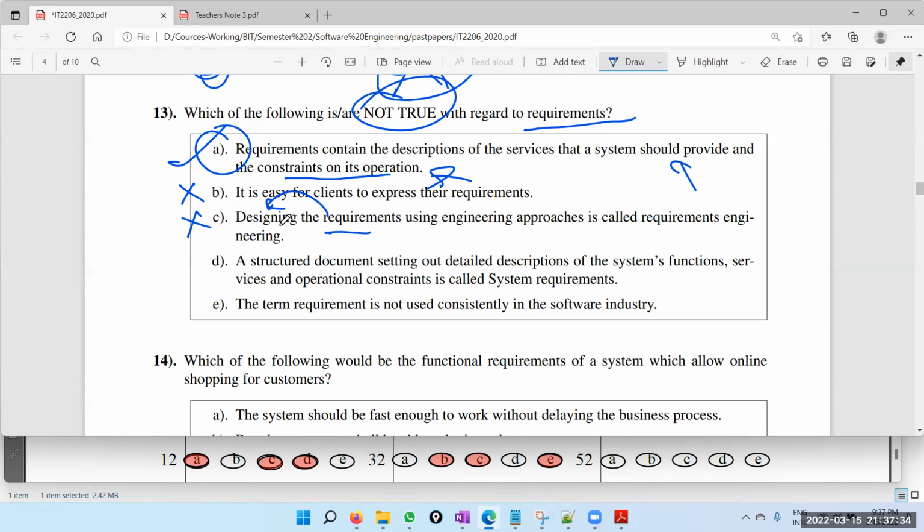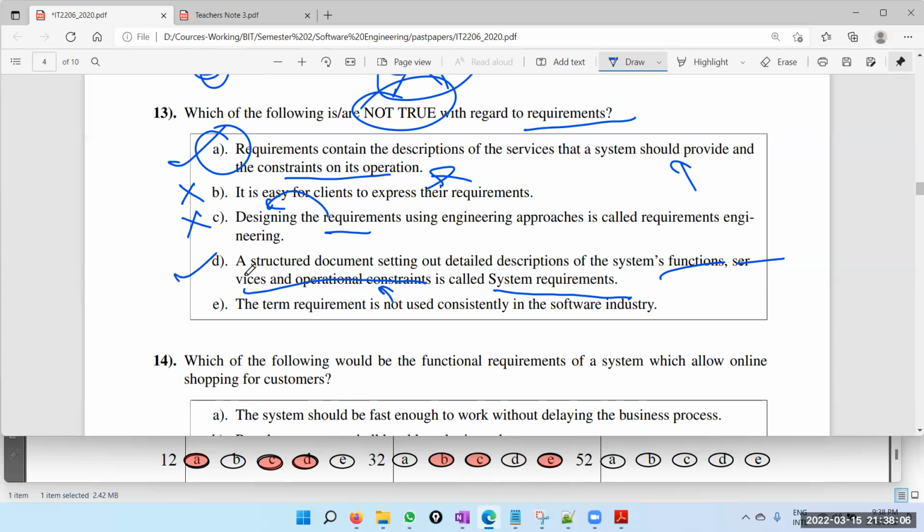So we'll say no. A structured document setting out a detailed description of the system functions, services and operational constraints is called system requirements, or we can call it the system requirements specification, SRS. So it has the system's functions, services, operational constraints. So that is non-functional requirements.